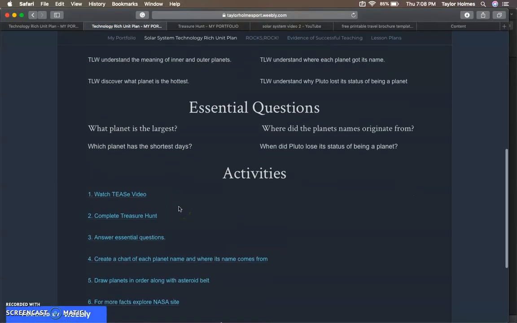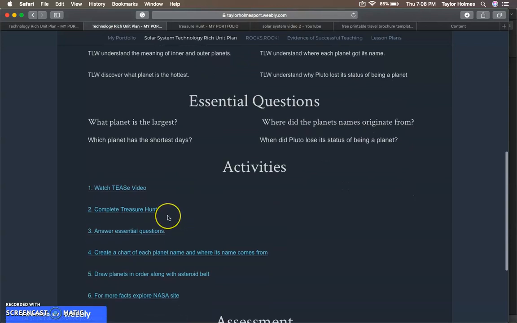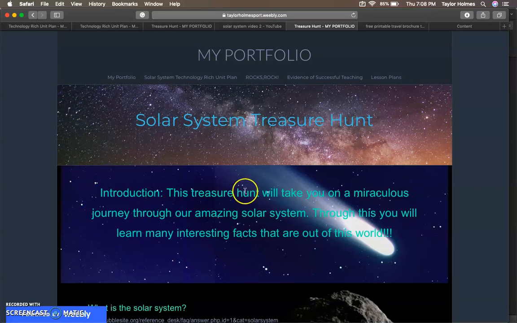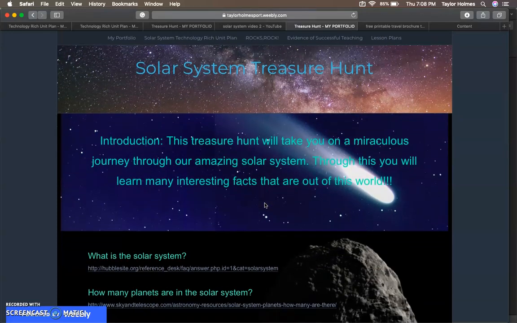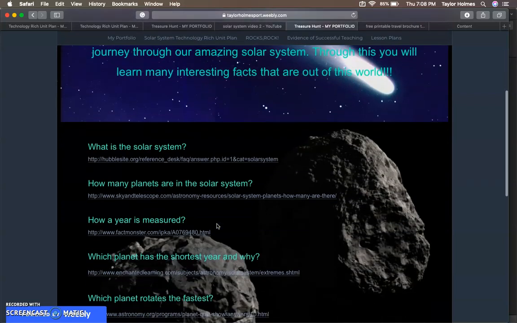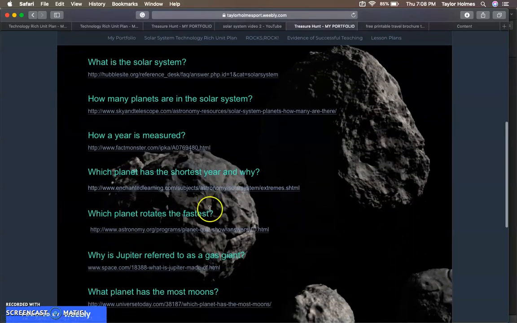Then after that, we will go to our treasure hunt. The treasure hunt is something to give the students some more questions to answer, so they're not just sitting around doing nothing. These students will be separated into groups by planets. In their planet group, they will be given these questions. Each question has a website connected to it, so it is easy for them. The website is given to them, so they're not digging around.